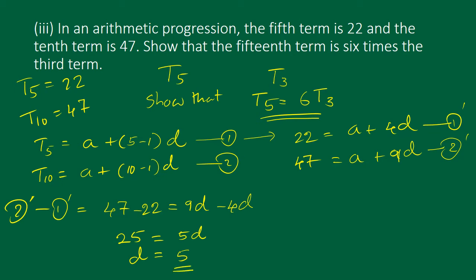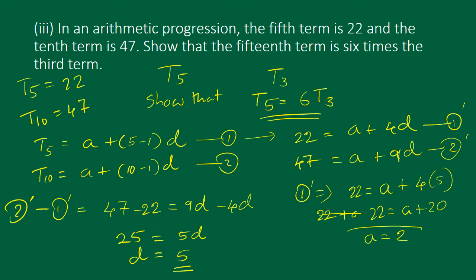This is it. Then you have the common difference, it is 5, and you can substitute this in the t1 dash, right? You get 22 is equal to a plus 4 into 5, that means 20, right? So 22 is equal to a plus 20, then you get a is 2. Here you have the first term, and here you have the common difference, right? And you have to show this part, right?